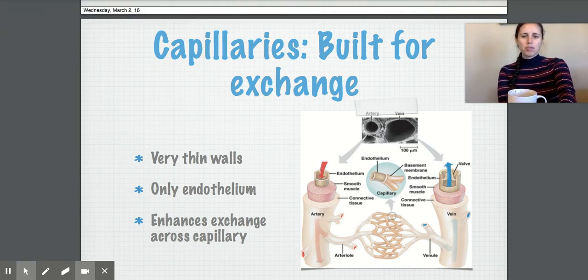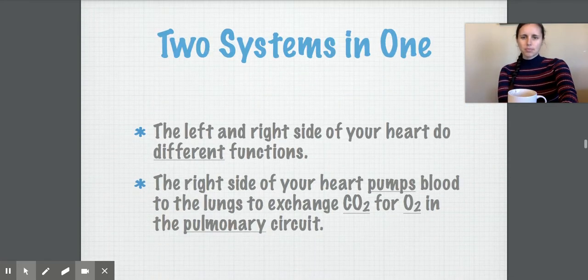So capillaries are built for exchange. So since they're built for exchange, they have incredibly thin walls. It's actually only in the endothelium or skin cells. So that's going to allow the gas, nutrients to pass through easily, as well as the waste. So it's going to enhance exchange across the capillaries.